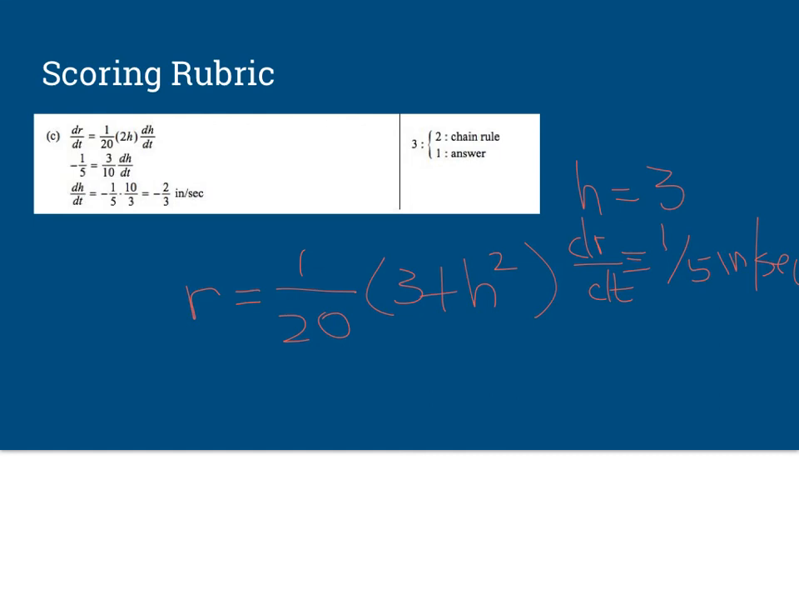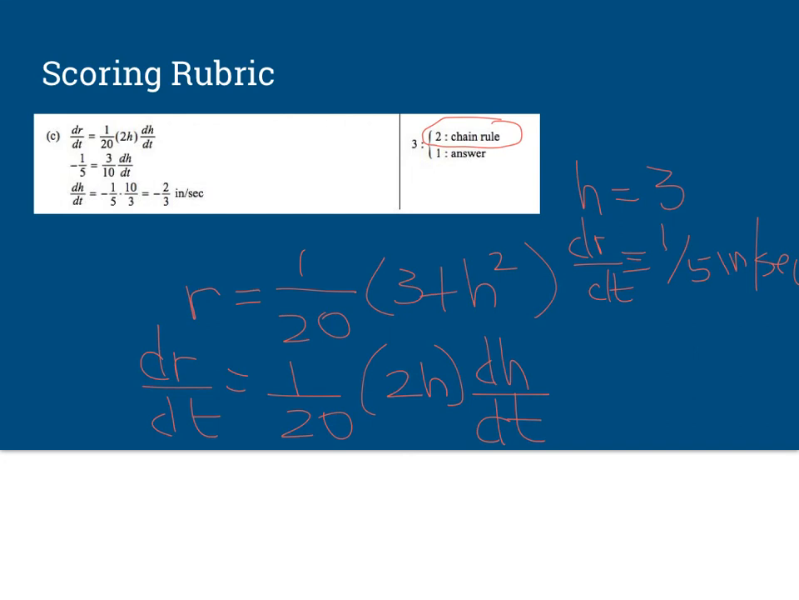So first thing you do is take the derivative of this with respect to time. So take the derivative of r with respect to time. And then we get 1 over 20. Now the derivative of 3 plus h squared is 2h, but don't forget your implicit differentiation. It's a derivative of h with respect to time. Notice if you do that, you get 2 points. You can do that. Now plug in the values of 3 and negative 1/5, and then you get your answer, negative 2/3 inch per second.